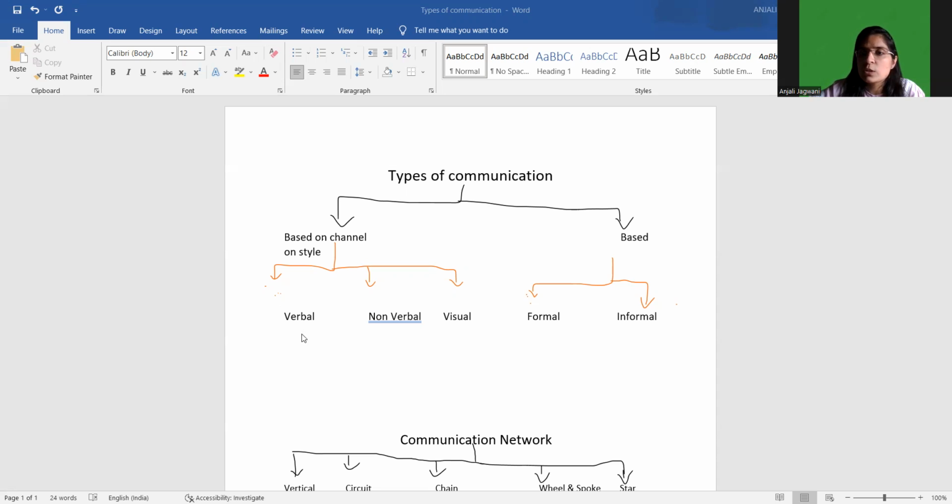So under verbal communication, oral communication comes in, and written communication can be in the forms of letters, reports, mails, and many other written communications in our day-to-day life which we are using. Then the second type of communication based on channel is non-verbal communication.